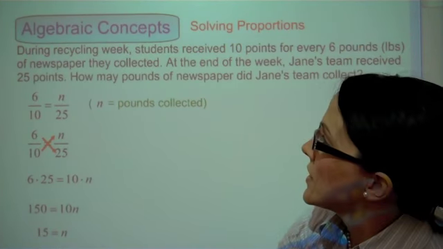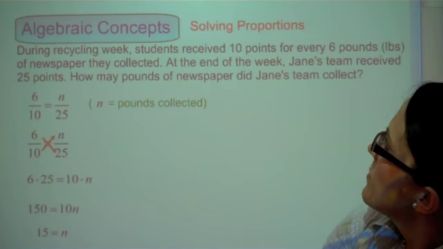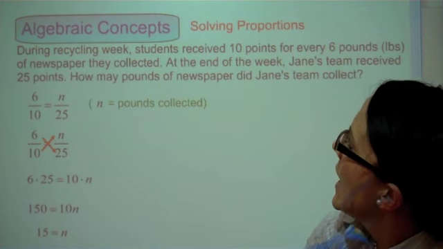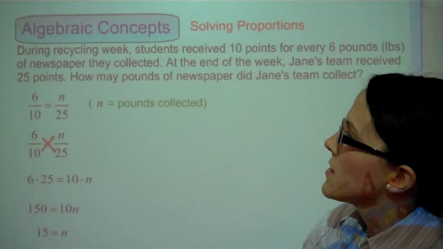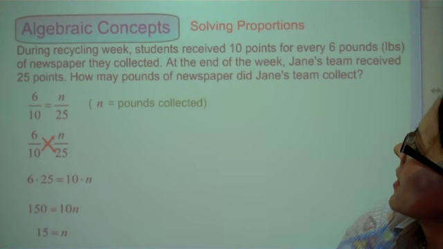Next, solving proportions. So here's an example problem. During recycling week, students received 10 points for every 6 pounds of newspapers they collected. At the end of the week, Jane's team received 25 points. The question is, how many pounds of newspaper did Jane's team collect?